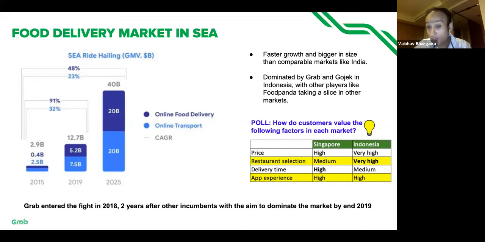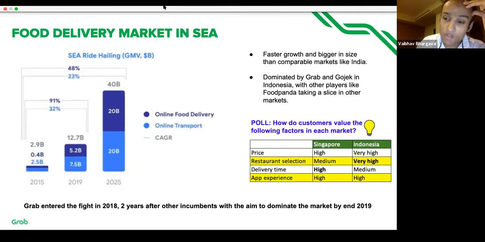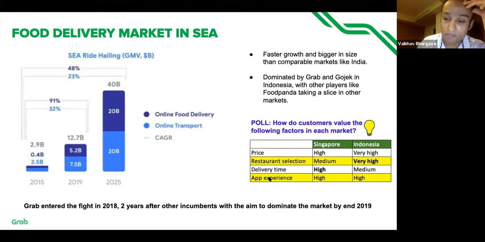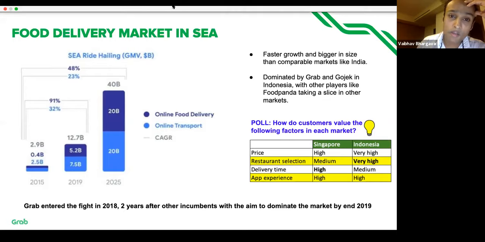It is dominated by Grab and Gojek in Indonesia today. That was not the case when Grab started food delivery in 2018. And there are other players like Foodpanda, right? So I wanted this one to be a bit hidden, but anyway, I would like all of you to maybe put in the chat, what in your market do customers value the most among these 4? Price, restaurant selection, delivery time, app experience. Can you tell me in your market, what do people value the most?